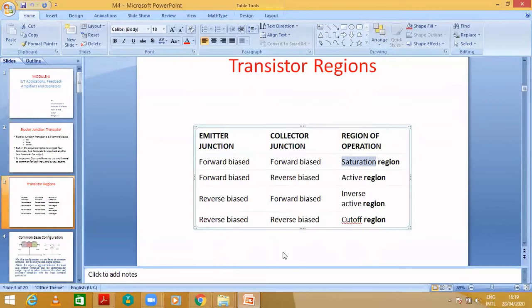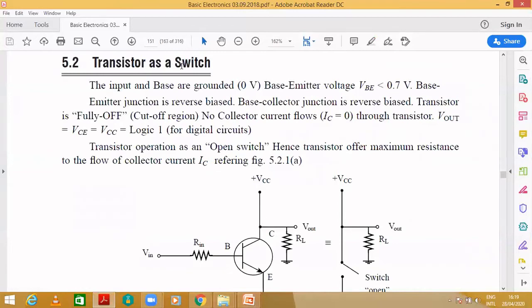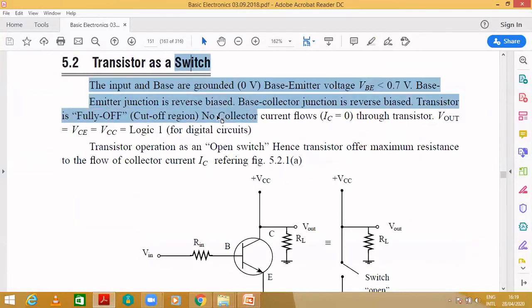We already discussed the active region, where the transistor acts as an amplifier. Here you can see the transistor as a switch. The switch has two states, isn't it? One is the on state and the other is the off state.